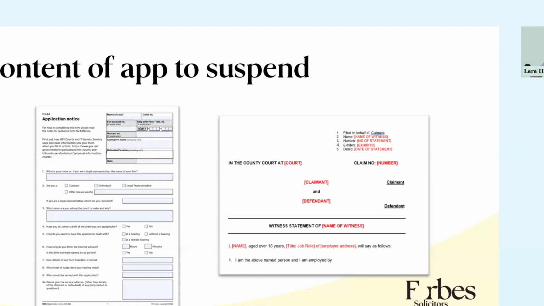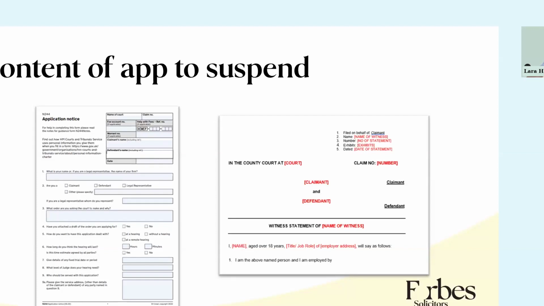The application contains a statement of truth, and this is where the tenant's confirming that they have an honest belief in its facts. And as I've said, the application must also include a witness statement to provide the court with the facts of the case. And this is the best way for a tenant to set out what they want the court to consider.